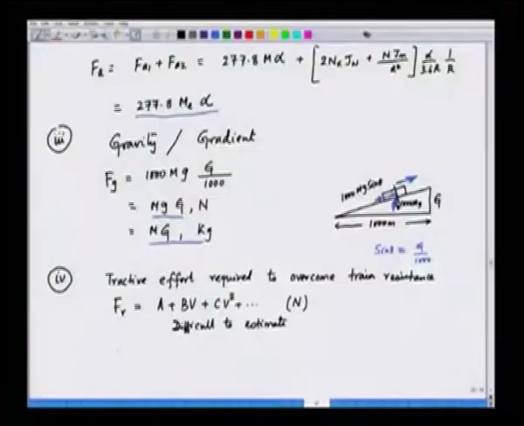So, it is quite justified that we can have an approximate expression for the train resistance. Fr is equal to r into M, where r is approximately 20 Newton per ton. So, we can evaluate this, and this will be in Newton. So, this is the tractive effort for overcoming the train resistance.